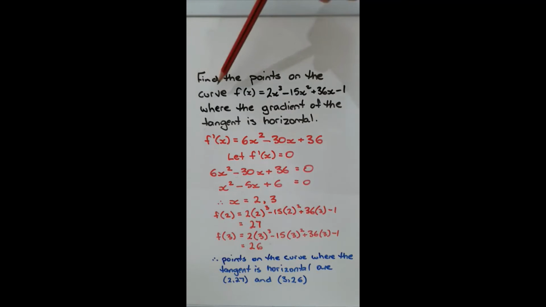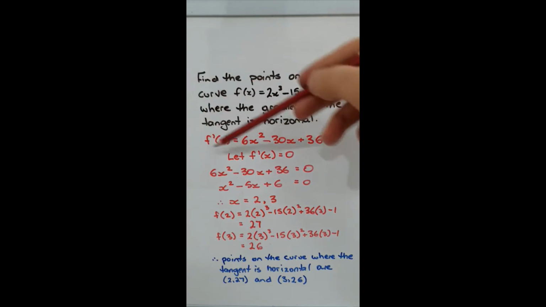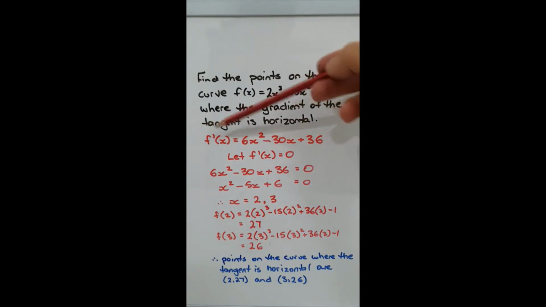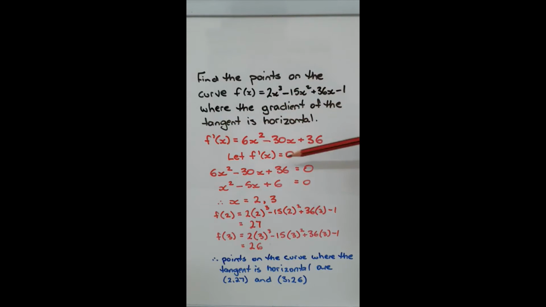Find the points on the curve f of x equals 2x cubed minus 15x squared plus 36x minus 1, where the gradient of the tangent is horizontal. Our first step is to differentiate our function to find the gradient function. So f dash of x is equal to 6x squared minus 30x plus 36. Our next step is to set our gradient function equal to 0 because we're interested in the points where the tangent is horizontal.